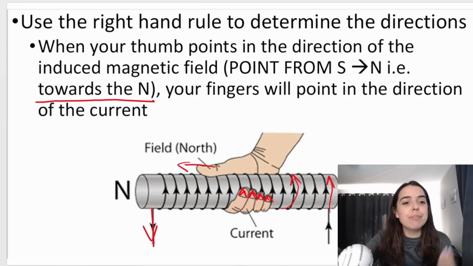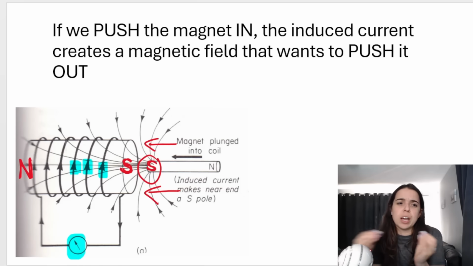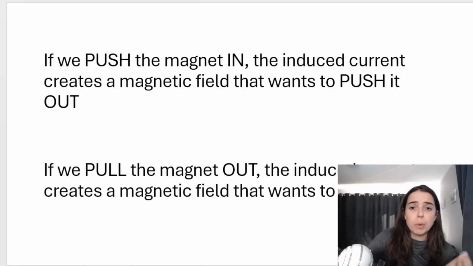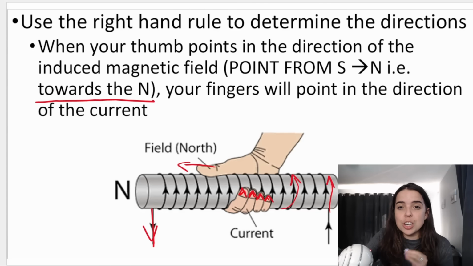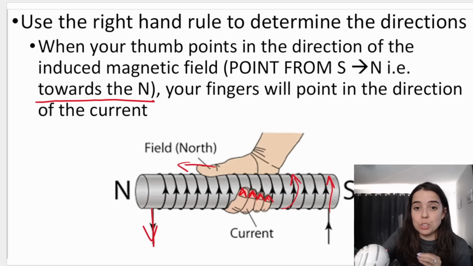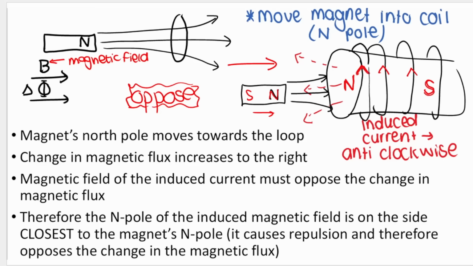So we can figure out the direction of the new magnetic field by looking at the magnet, whether it's going in, whether it's going out, if we want to push, if we want to pull, and then we use our right-hand rule to figure out the direction of the induced current. So here's another example. Here is maybe an explanation that can help you. In this example, take a look at what's happening.